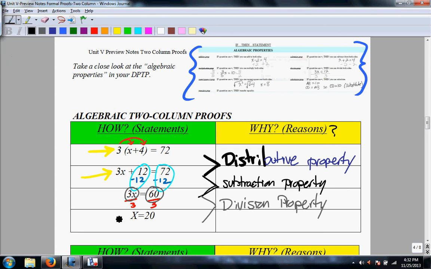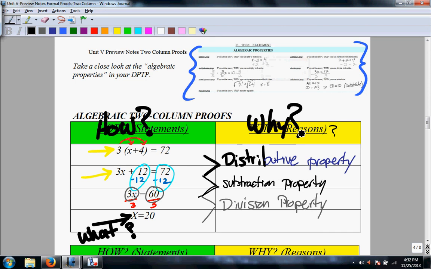So in this proof, this answers the what. What is the answer? And here, this is the how. And then on the right, you get the why. Why is this step acceptable?